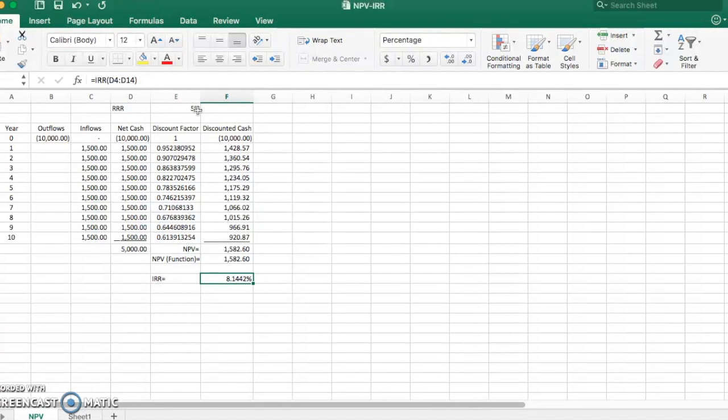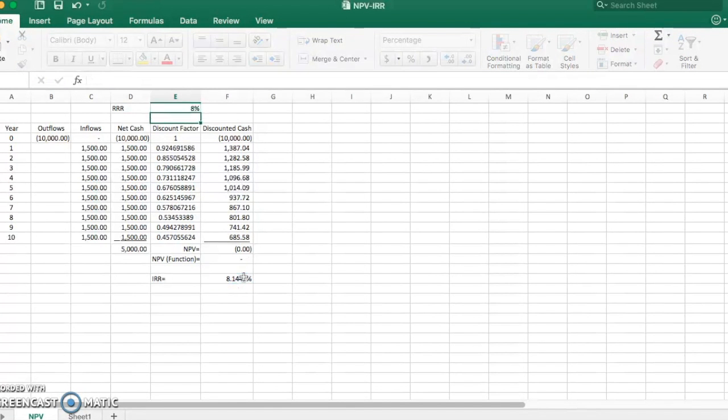So just to prove that out, I currently have an NPV of 1,582. I am going to set it to my IRR, and there you see we have an NPV of 0. Okay, so that's what the IRR is. It says at a discount rate of 8.1442%, your NPV is 0, which you would then still conduct the project. Let me put it back though.